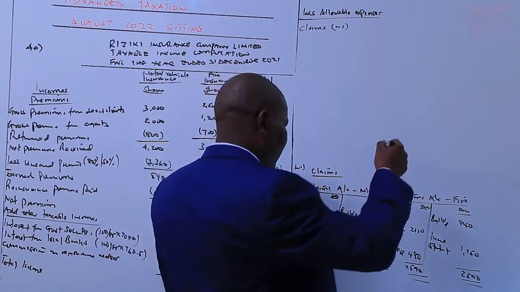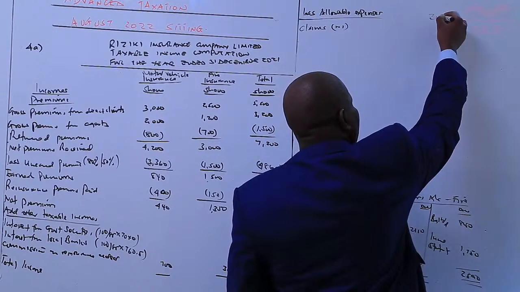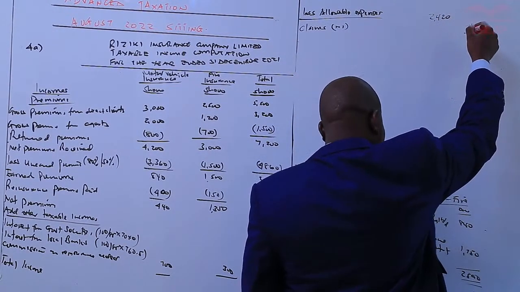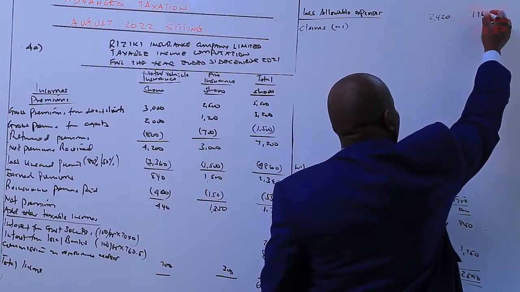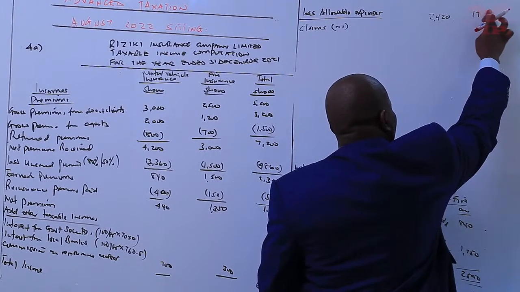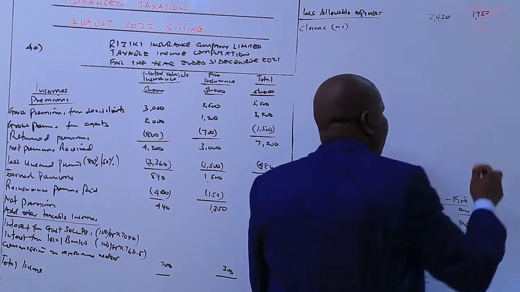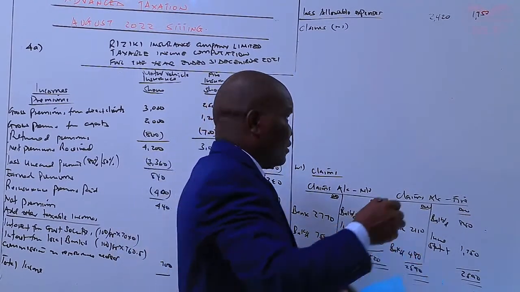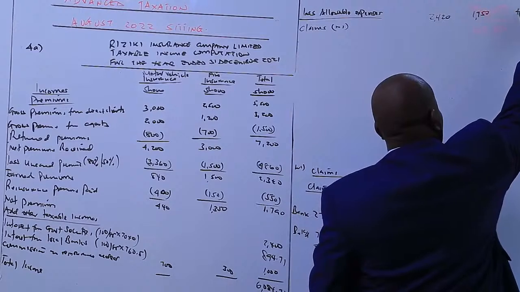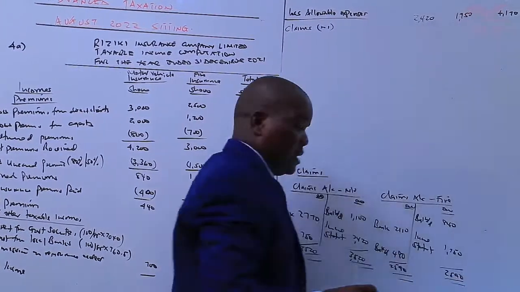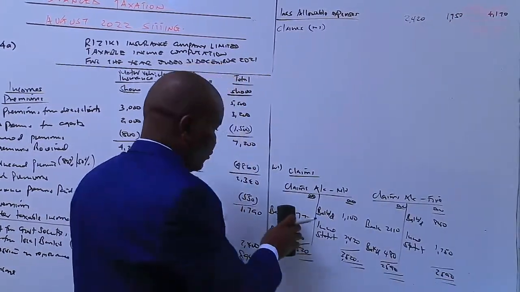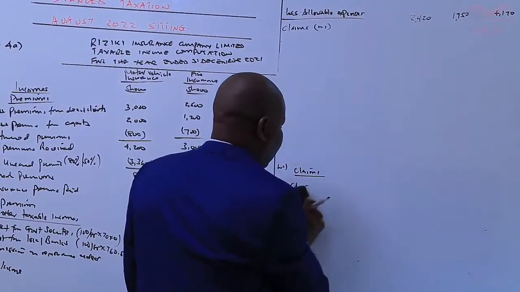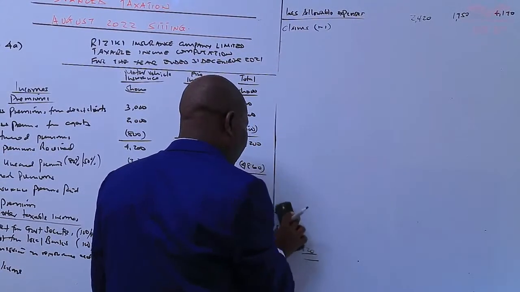So here we have 2420. Here we have 1750. Get the sum of the two. I get 4170. And with that, we are done with the claims. We are done with this working, so we can grab it. We move to other allowable expenses.